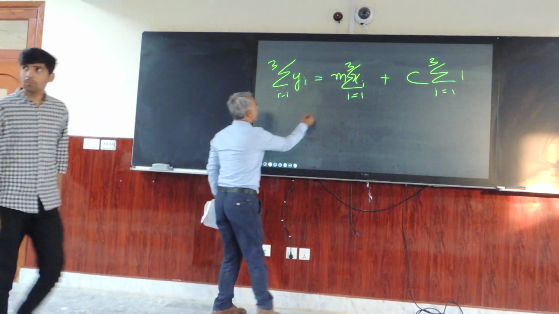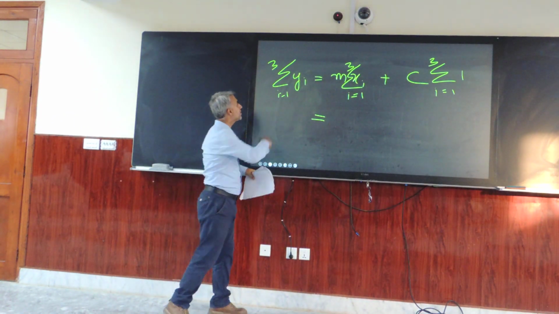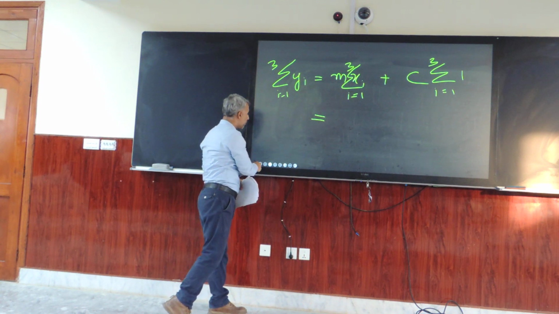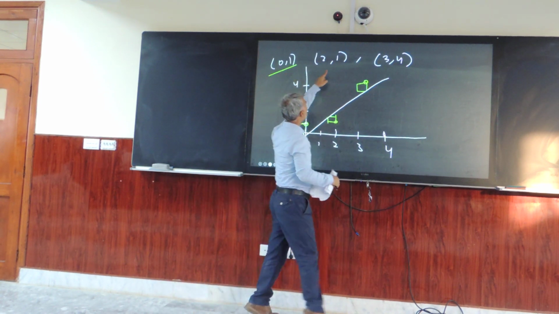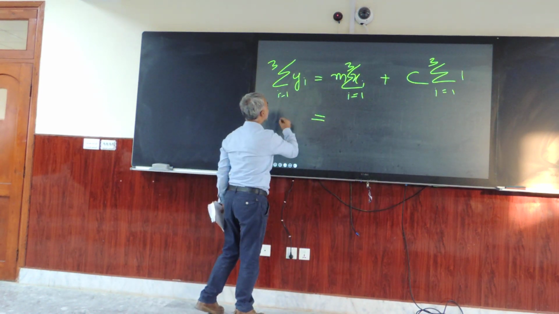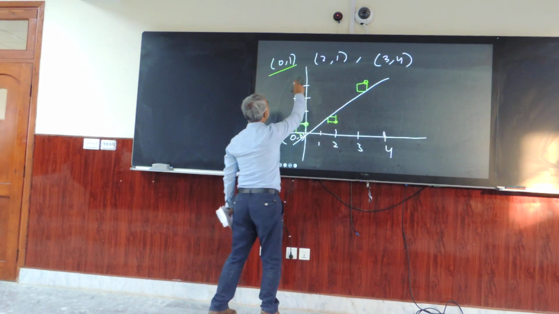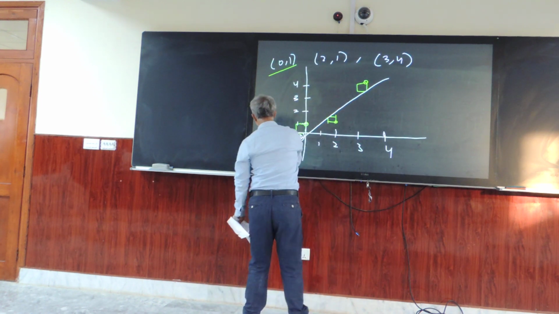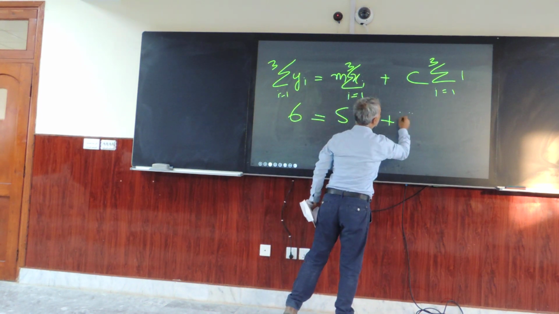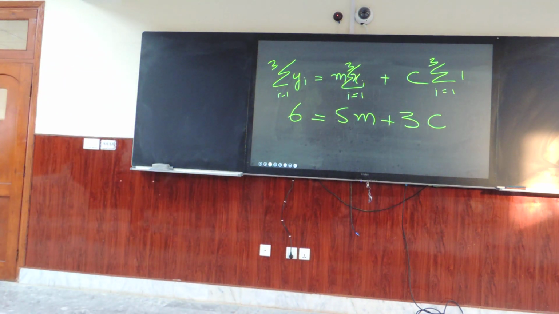So my children, now remember this equation. You have three y values: 1, 4, 1, which become 6. You sum up, you will write 6. And here, how many values? 1, 3, 5. 1, 2, 3. 5m plus 3C. If someone does not understand the 3 here, please raise your hand.